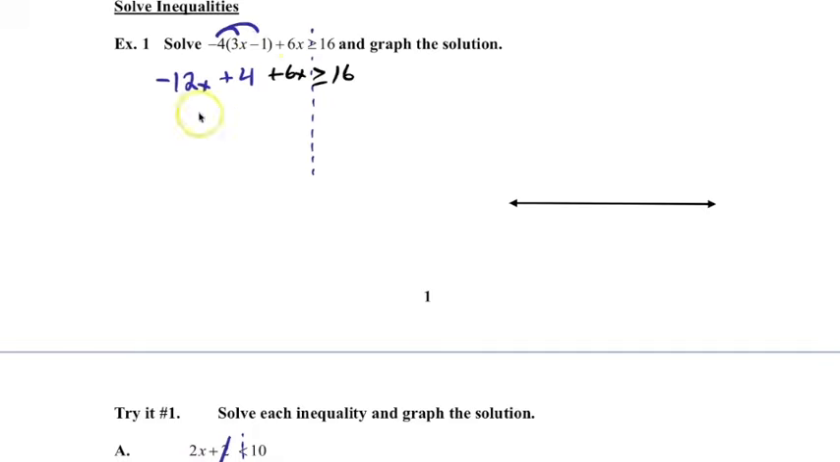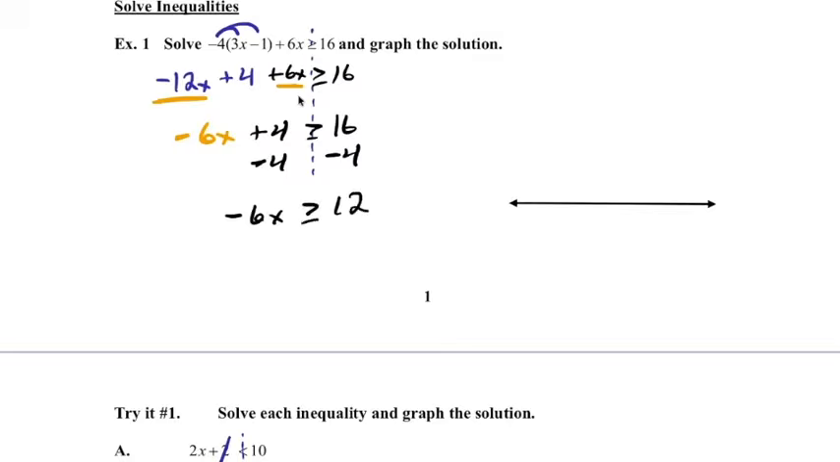Now, you still have to simplify this left-hand side, right? So keep in mind, if they're on the same side, you just add them. A lot of people tend to add 12 here and add 12 there. It's not the way it works. They're on the same side, so you do not do the opposite. You just add them. So -12x plus 6x is -6x. The plus 4 stays, greater than or equal to 16. Now we have to solve this. So I would subtract the 4 from both sides, and we get negative 6x is greater than or equal to 12.